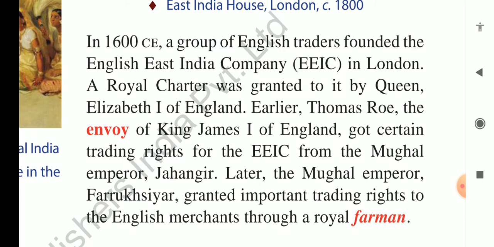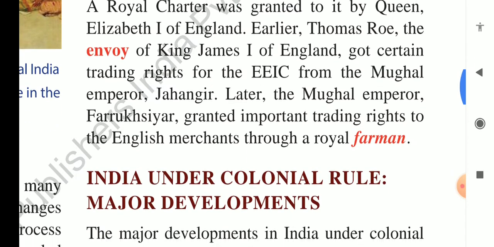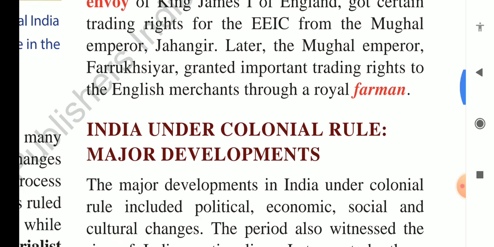And after that, Mughal Emperor Farooq Shah granted important trading rights to the English merchants through the royal Farman. Then one more emperor, Farooq Shah, also gave some permission for trading rights to English merchants. Merchants means businessmen, English traders, through a royal Farman. Farman means order. And royal, as you know, means related to king or queen or family. So royal Farman means order from the king's family.